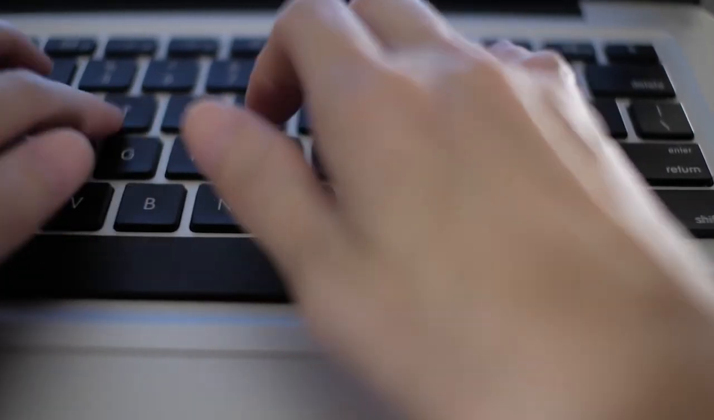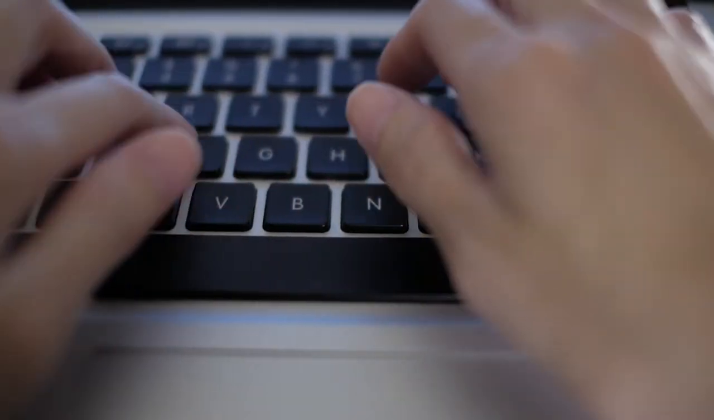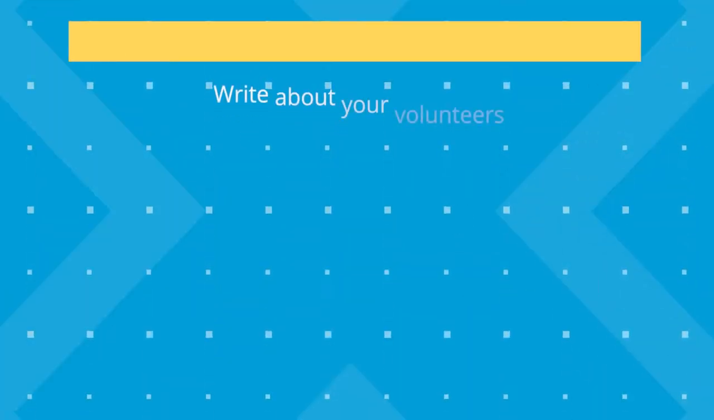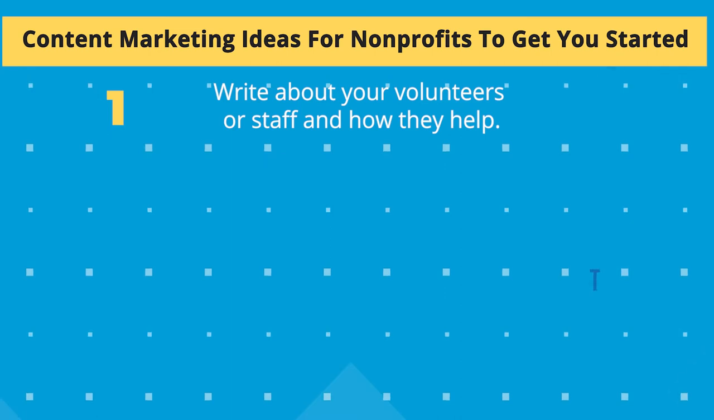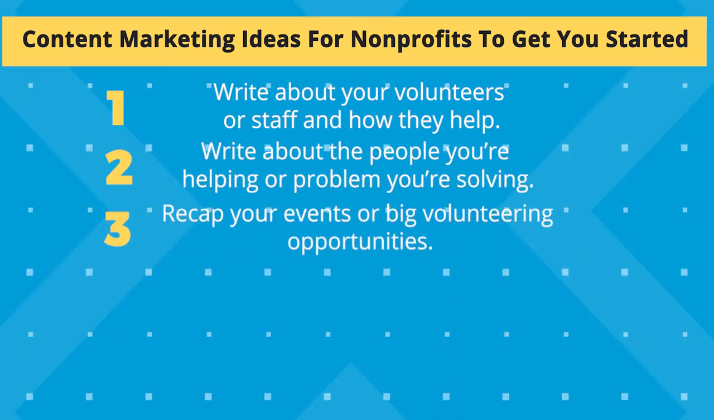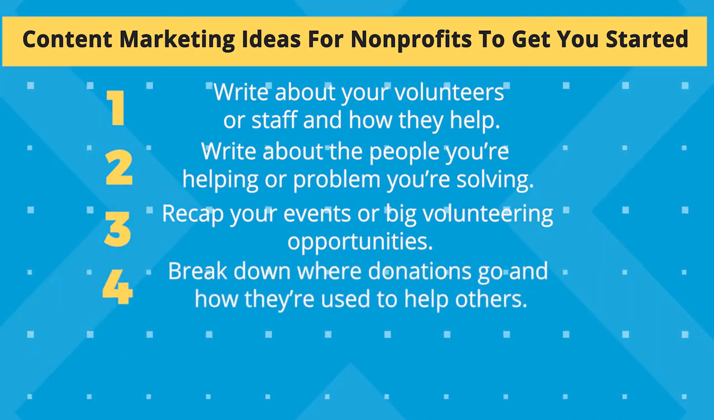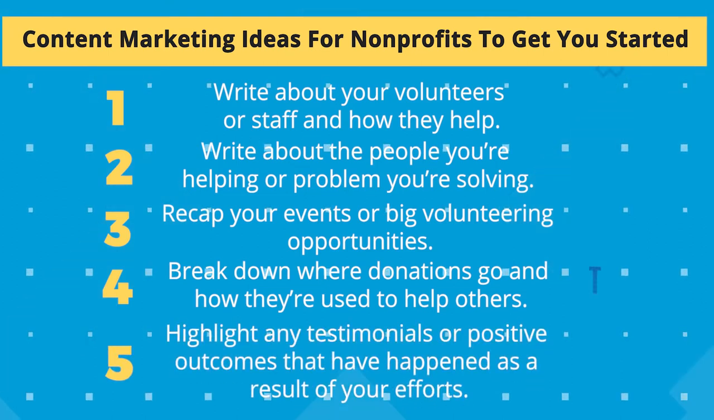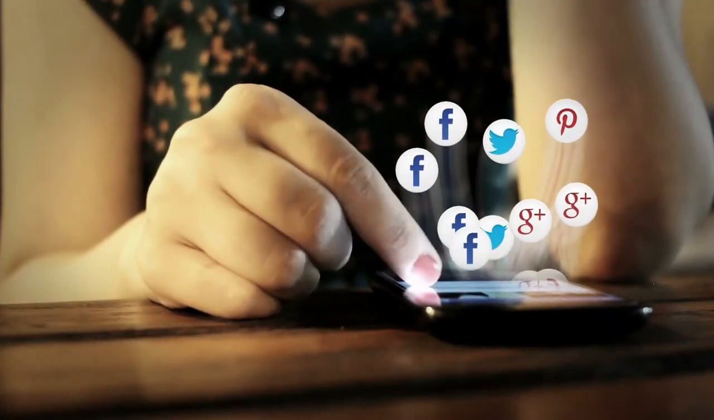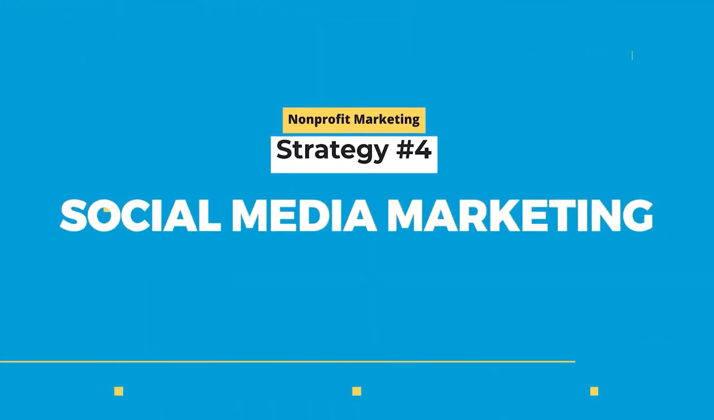So, what kind of topics can you include in your content marketing? Well, here are some content marketing ideas for nonprofits to get you started. Write about your volunteers or staff and how they help. Write about the people you're helping or the problem you're solving. Recap your events or big volunteering opportunities. Break down where donations go and how they're used to help others. Or highlight any testimonials or positive outcomes that have happened as a result of your efforts. Once you have some relevant content published on your website, you can link to it from your social media. And on that note, let's move on to strategy number 4, social media marketing.